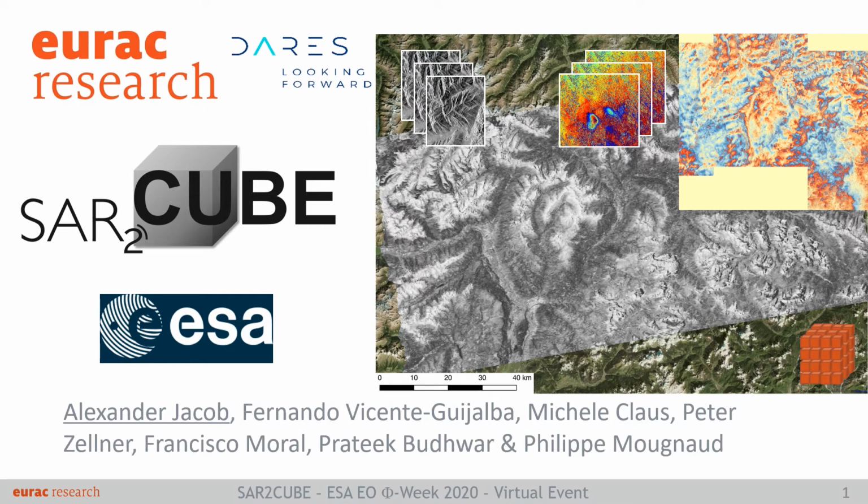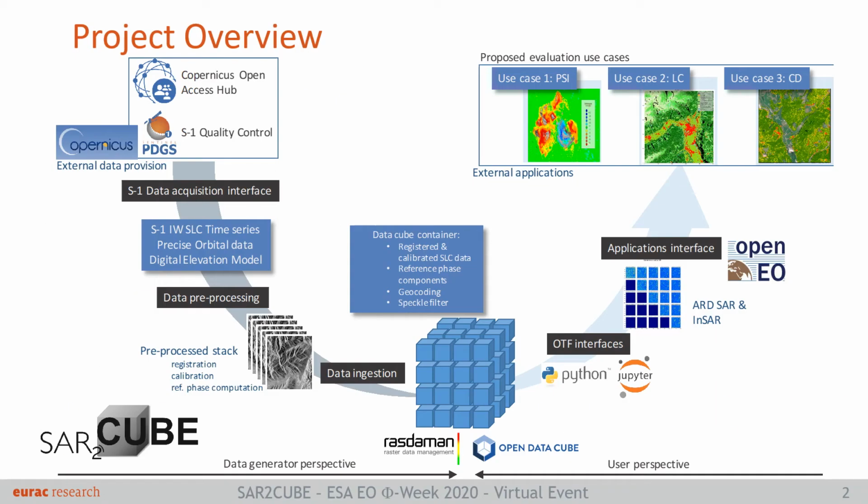This project is being co-developed by EURAC Research and DARIS Technologies and funded through ESA. In this project we are developing a data cube software specifically for managing SAR data and making the use of SAR data simpler. We are targeting specifically backscatter data and also interferometric products like the coherence or interferograms, as you can see in the examples on this cover slide.